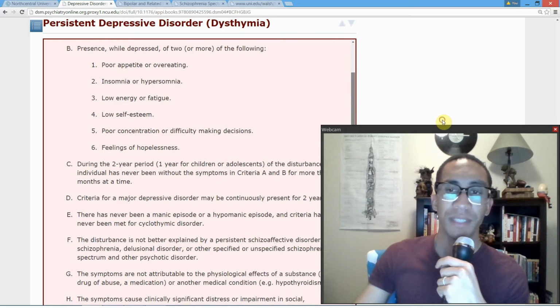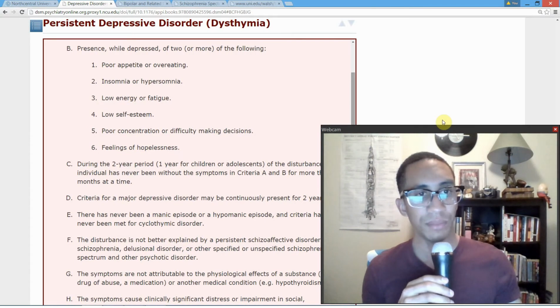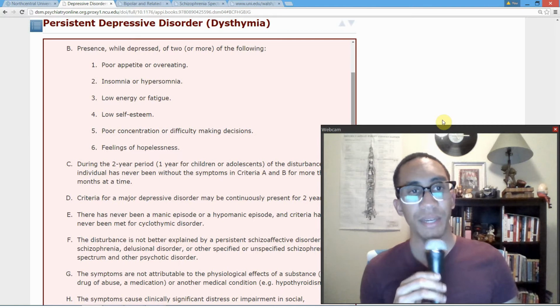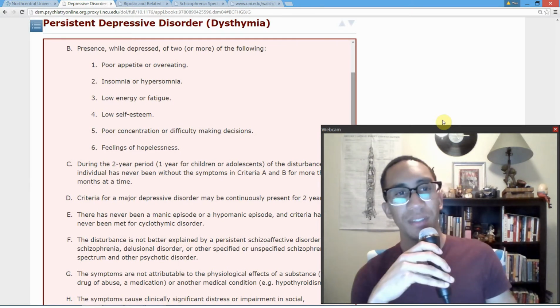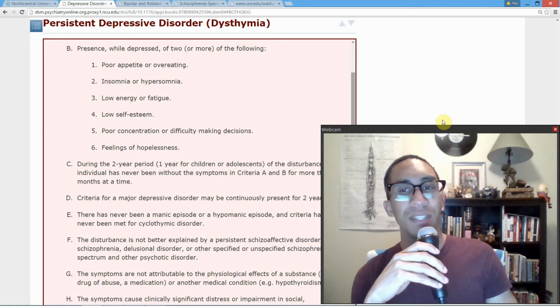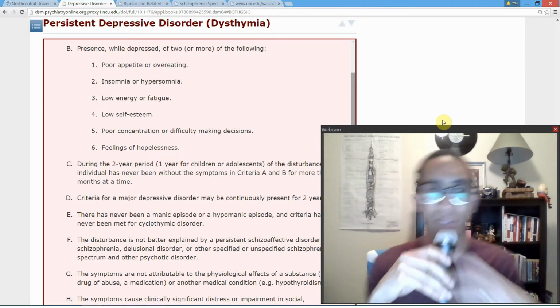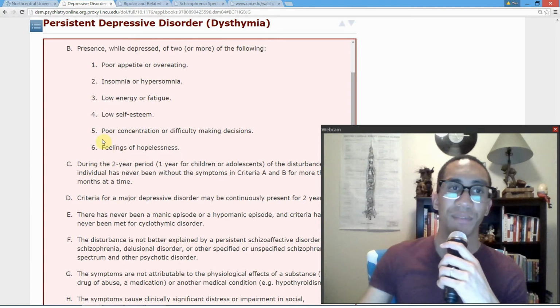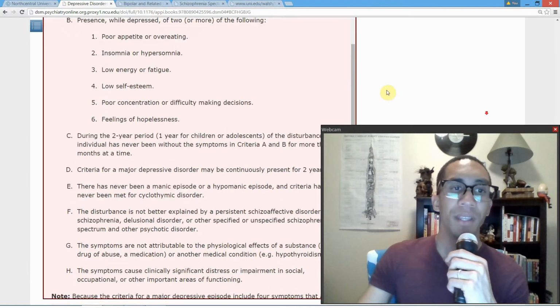Low self-esteem, I didn't necessarily think that she had low self-esteem. I thought her self-esteem was pretty average, I guess, besides the fact she wanted to kill herself. But the ones I was mostly interested in were the poor appetite and the feelings of hopelessness. Of course, you could try to categorize someone into any of those clinical criteria, but the two that really stuck out for me would be poor appetite and feelings of hopelessness.